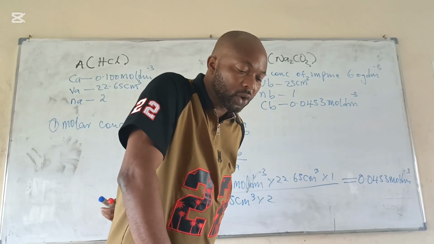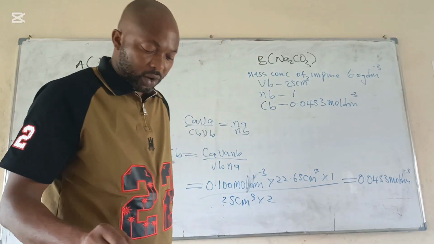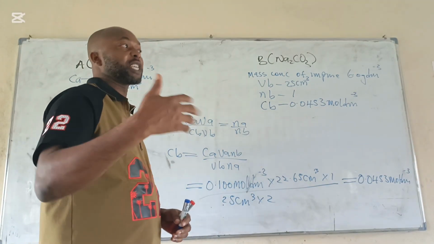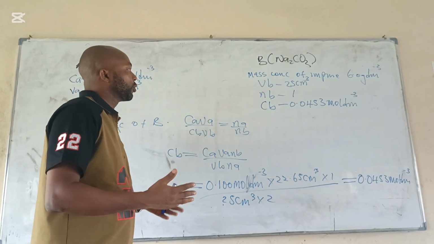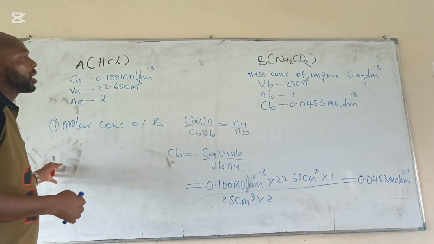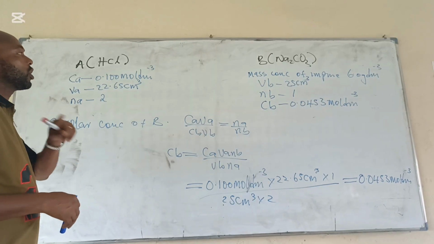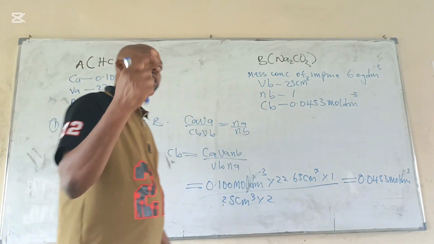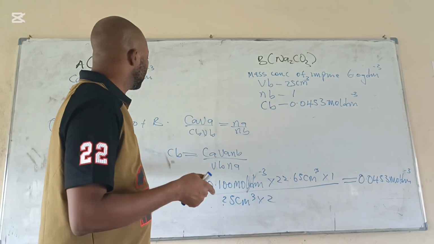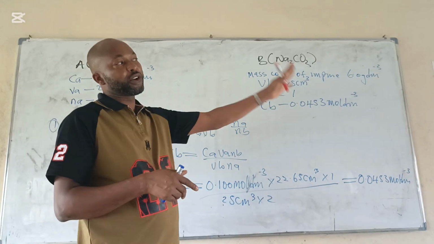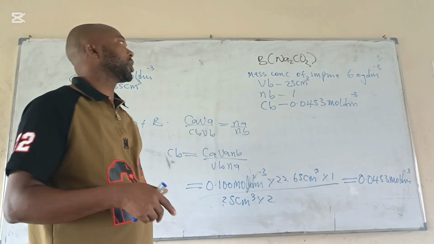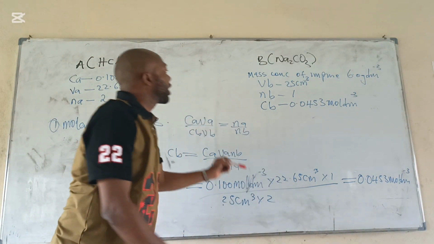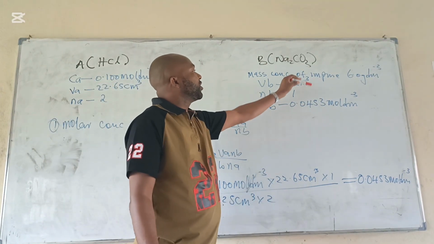Percentage by mass of sodium chloride in the mixture. Now, they are asking us for the percentage by mass of sodium chloride. So they are asking us for percentage impurity. So we have to proceed now to get our percentage impurity. Remember, percentage impurity is the mass concentration of impure minus pure over impure times 100. So by virtue of that, we need to get the mass concentration of pure, if this one has been given.